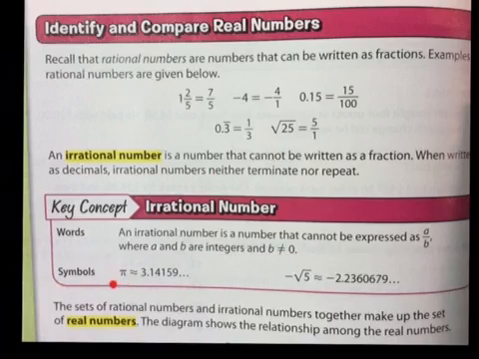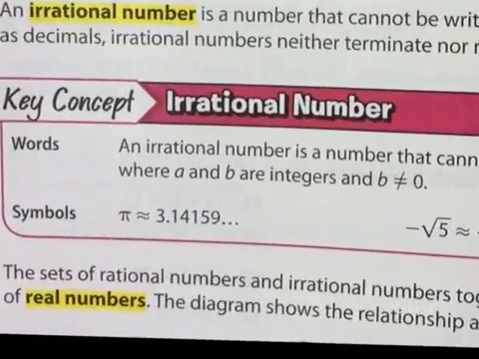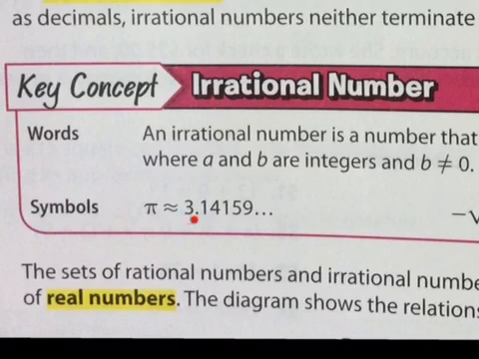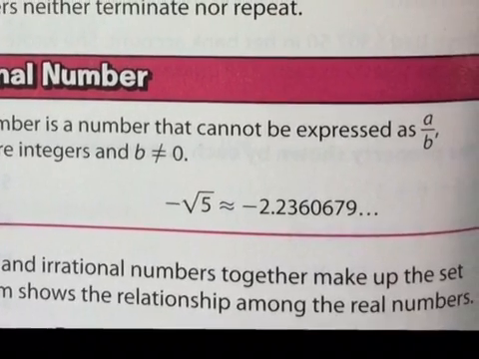It cannot be expressed like that. For example, pi, the symbol pi, is an irrational number. The decimal does not terminate, does not follow a pattern. And negative square root 5 is also an irrational number. It's an approximate decimal, as you see right there.